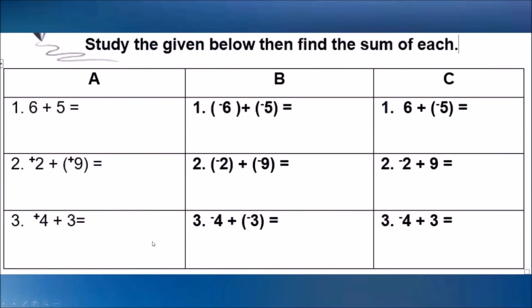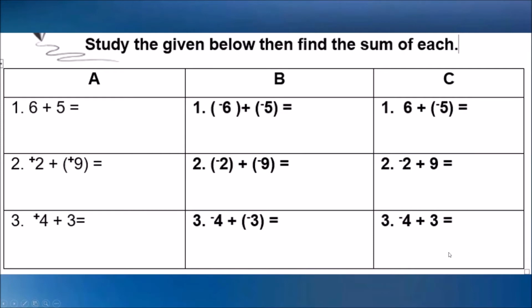Now, in this given, we have 3 columns. Let us analyze per column. In column A, parang the same kung paano lang tayo mag-add ng natural numbers. So, i-add dahil parehas ang kanilang sign na positive, i-add and copy the sign of positive. In column B, parehas na negative. Lahat negative ang given in numbers 1 to 3. Again, i-add ang 2 number at kokopyahin ang sign na negative.